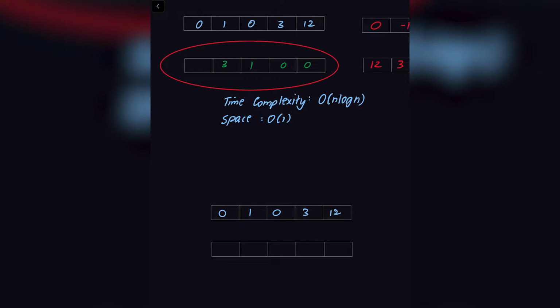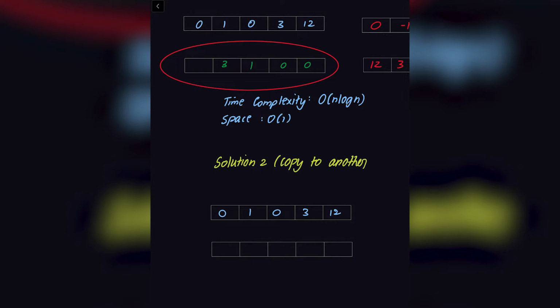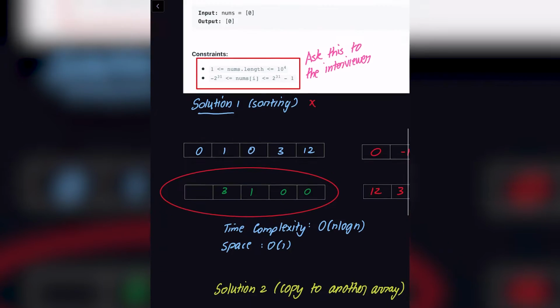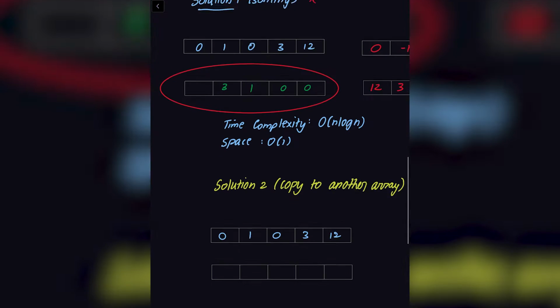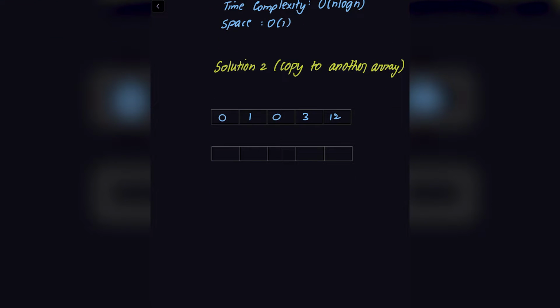Let's look at another solution. Solution 2, copy to another array. Now, I know one of the requirements did mention that you cannot create another array, but we are going to skip that for now, just so that we can actually get to the two pointers approach. So in this case, I would create a new array, and I would have a pointer over here, and a pointer on my input array.